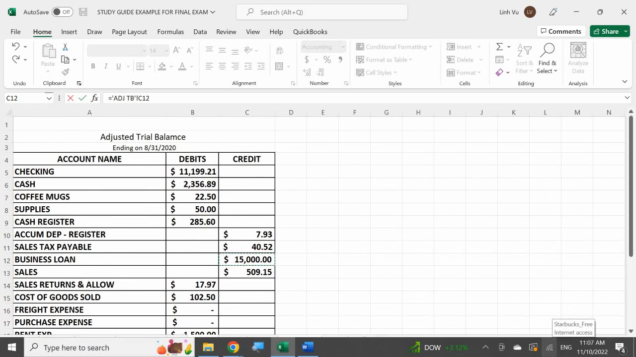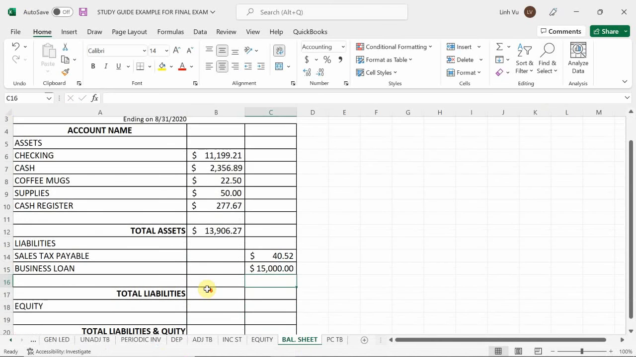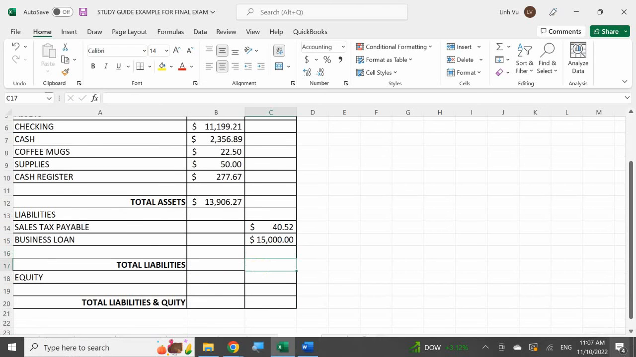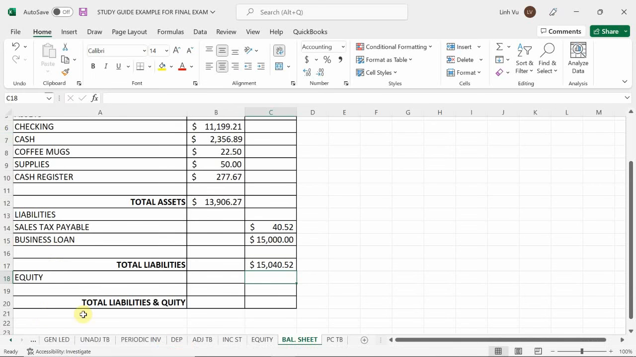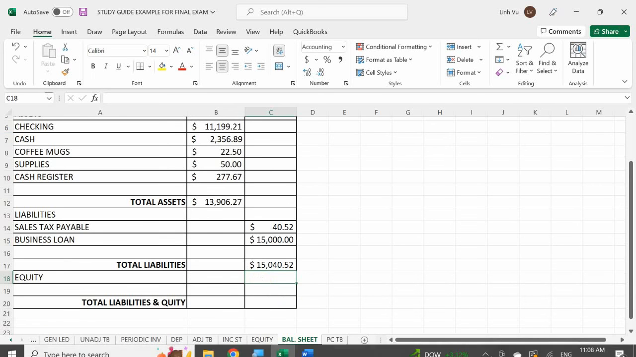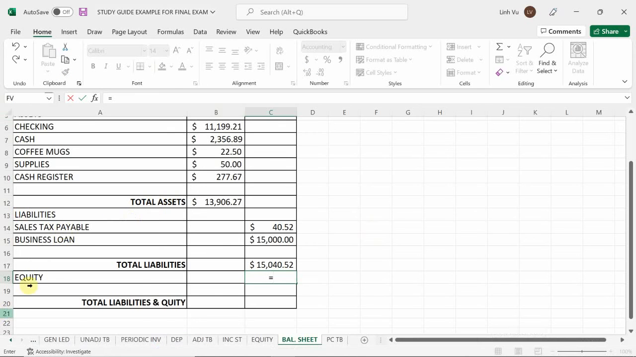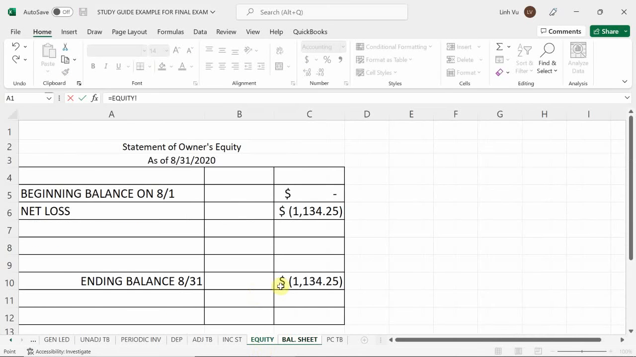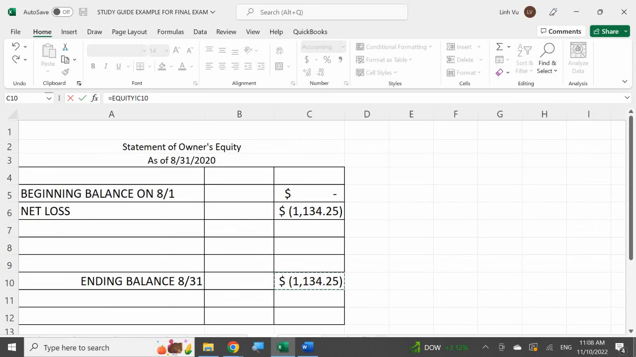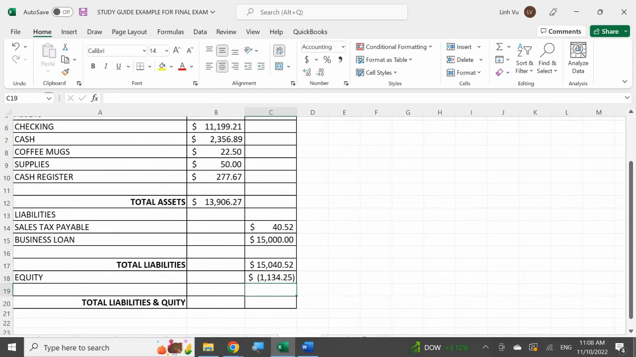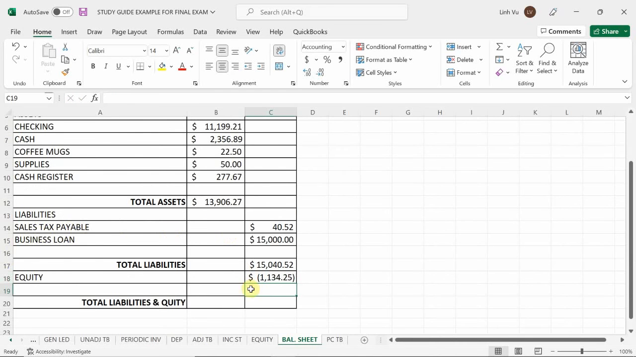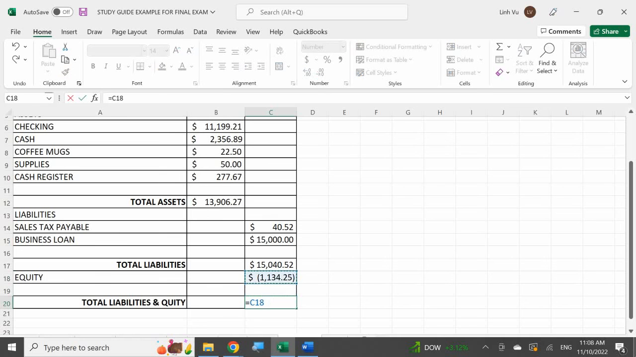So therefore, what is my total liabilities? $15,040.52. Okay. And then what was my equity? Negative 1137. Negative 34. 34. 25. So therefore, what's my total liabilities plus my equity?